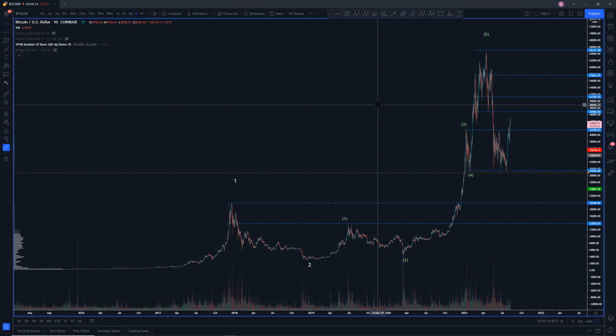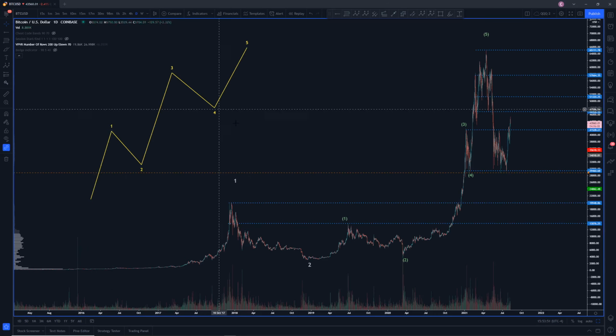1, 2, 3, 4, 5. And inside of that 5-wave structure, the 2 and the 4 are counter trend. So this is all going upwards, but these are pullbacks or retracements or counter trend moves. And then once this 5-wave structure actually ends, we get some sort of A, B, C downwards.